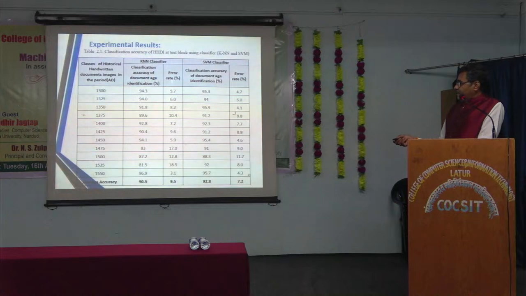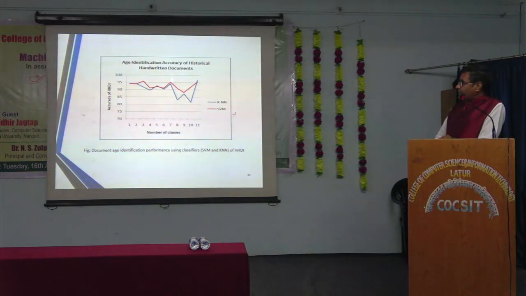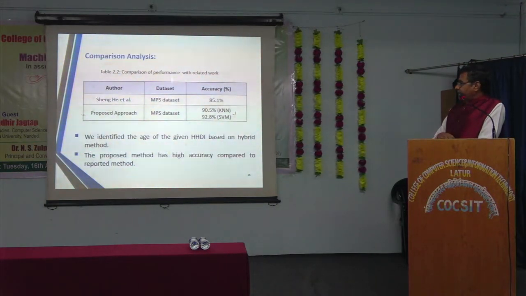So, JAIN classification accuracy is 90.5, SVM classification accuracy is 92.8. So this SVM has given the best average, 92.8. Still, 7.2 is the error. So here what we are representing is KNN. CM is doing better than KNN. Your proposed method comparison with historical documents, 92.8 is our second.